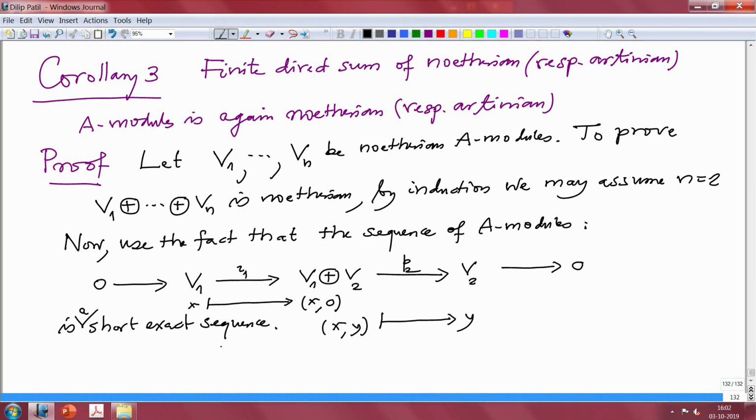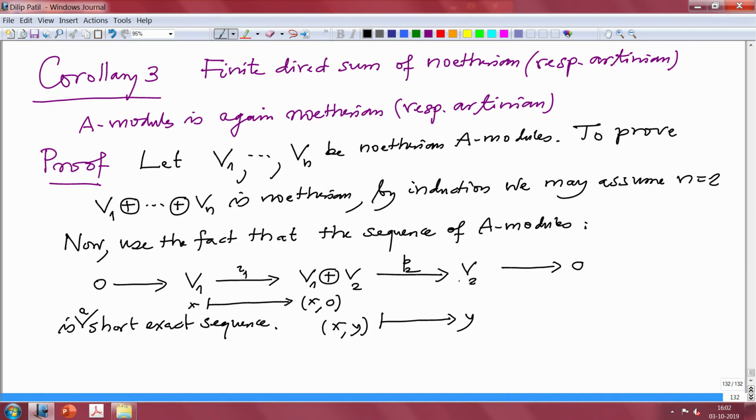That means what? This map is injective, this map is surjective, and in the middle the kernel equals the image. But as I said before, this map is clearly injective, because if somebody goes to 0, that is 0. This map is surjective is also clear, given any y I look at 0 comma y. So it has a pre-image, so it is surjective.